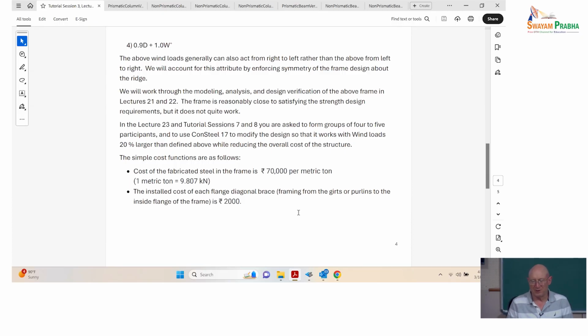So Balint is going to pick up with this, and we'll probably get at least part way with developing the model of this frame today, later on. And again, the frame is reasonably close to satisfying strength design requirements, but it doesn't quite work. It worked in George Lee's book, but I changed the wind loads a little bit to make them more current. And then where are we going? The thought here. So we'll see how well this goes.